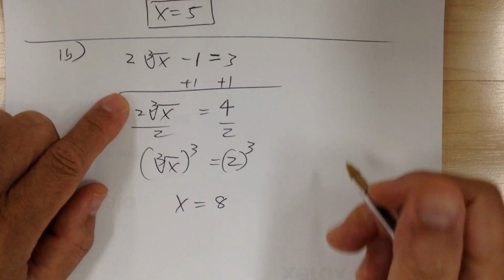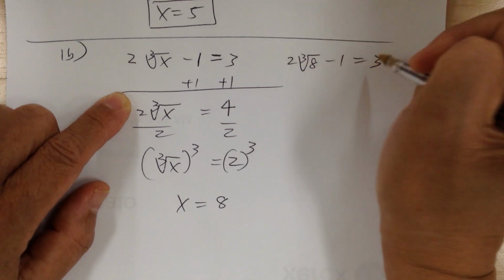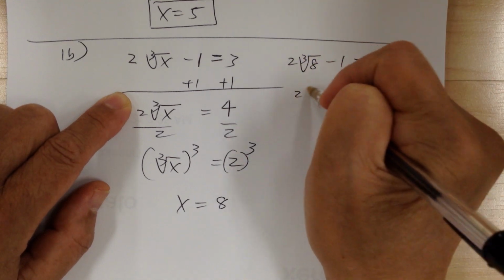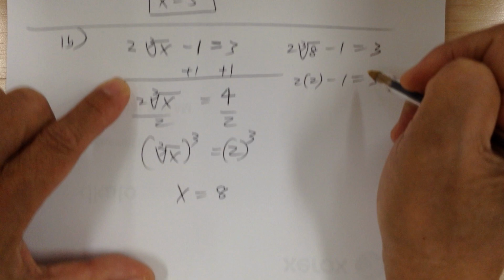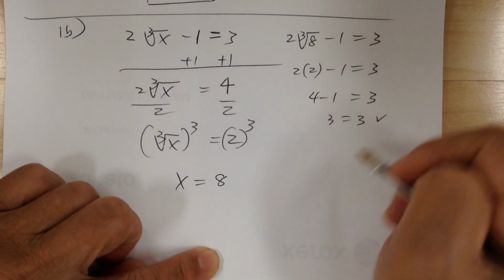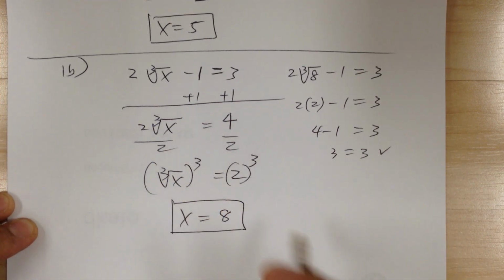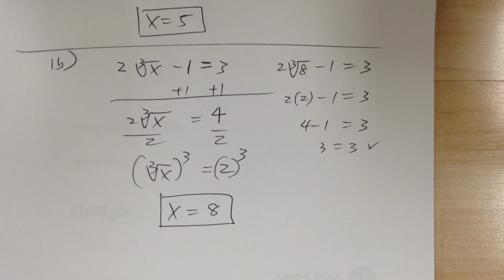So now to check, you have 2 cube root of 8 minus 1 equal to 3. So the cube root of 8 is equal to 2. So you get 4 minus 1 equal to 3. And so 3 equals 3, so it checks out. If it checks out, then it means the answer is good. Okay, let's go to the next example.